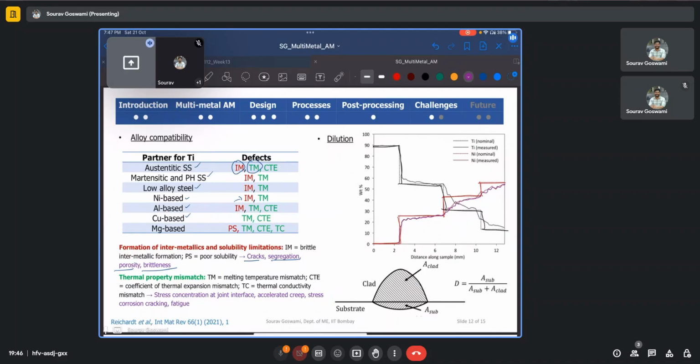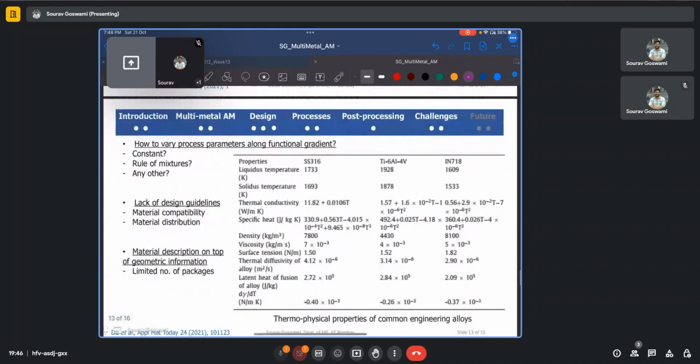So actually the control over the material composition is not very sharp or not very accurate. And this dilution, which is often quantified in terms of, say, the ratio of the area of the substrate to the area of the total clad and substrate, or in terms of the height of the diluted region to the combined height of the bead and the melt pool, has to be taken into account.